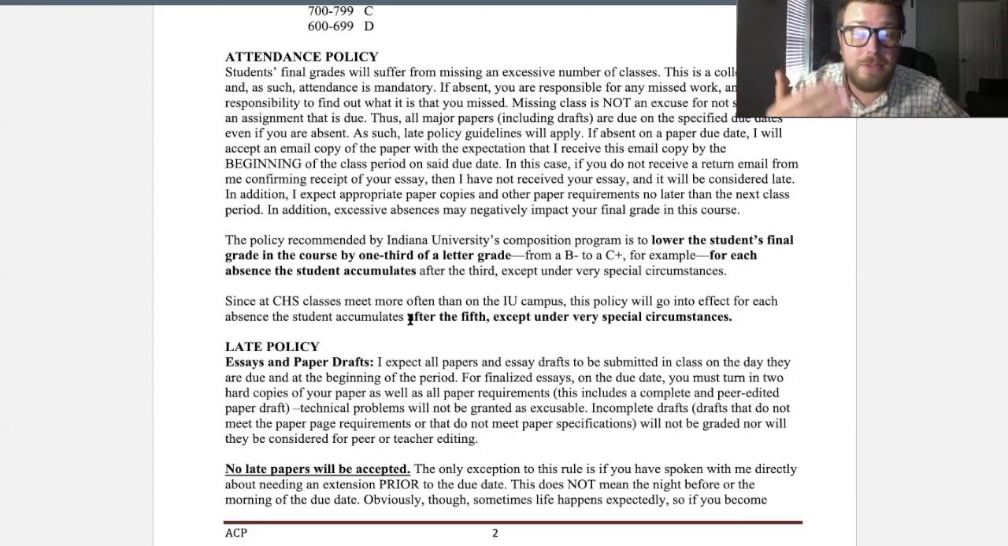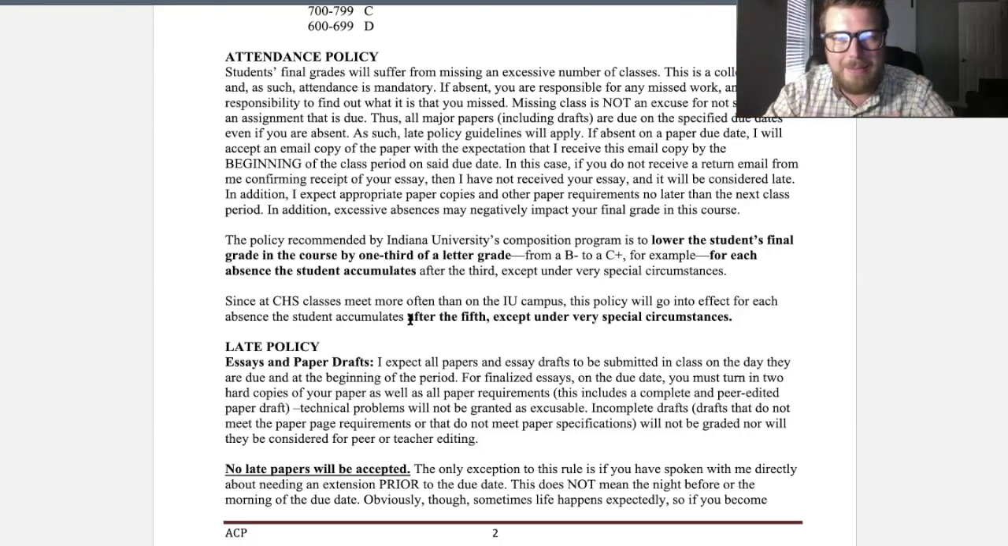What that means is that if you have a B+ at the end of this class and you miss 7 classes, you're now going to lose 2/3 of a letter grade. So your B+ is going to go to a B to a B- because of those 2 over the 5. Okay, does that make sense? If you have 7 absences, you're now losing 2/3 of a letter grade because of that.